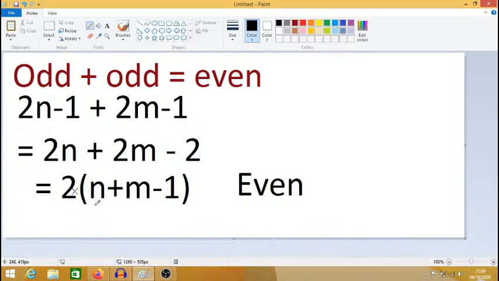So the n plus the m minus the 1, we don't know what they are, but it's going to be a number, because they're all numbers. So a number plus another number, take away 1, it's still going to be a number. If I times that by 2, then guaranteed I've got an even number.